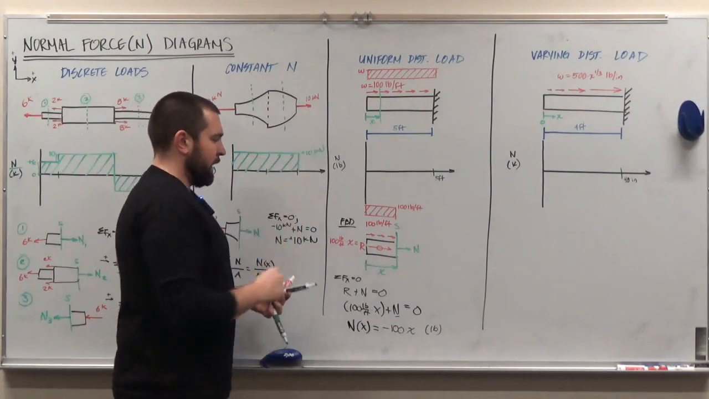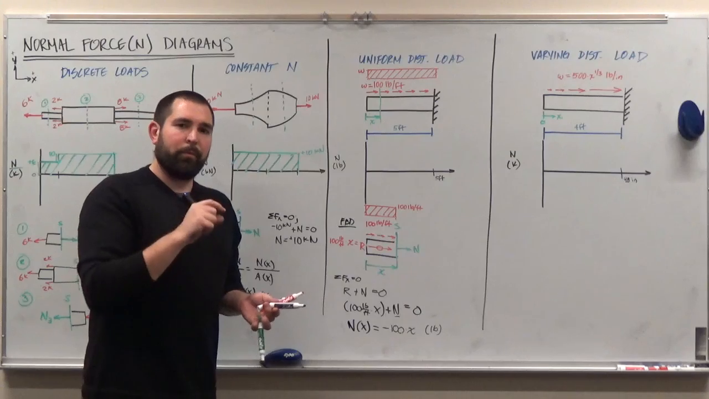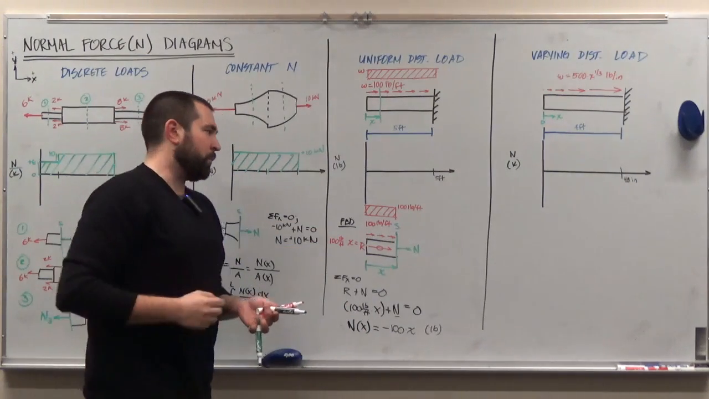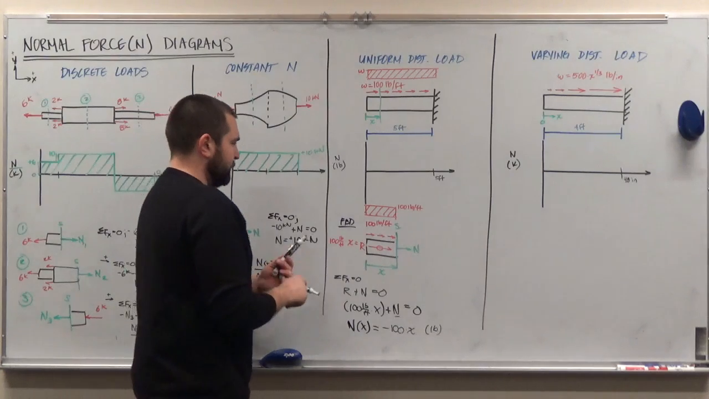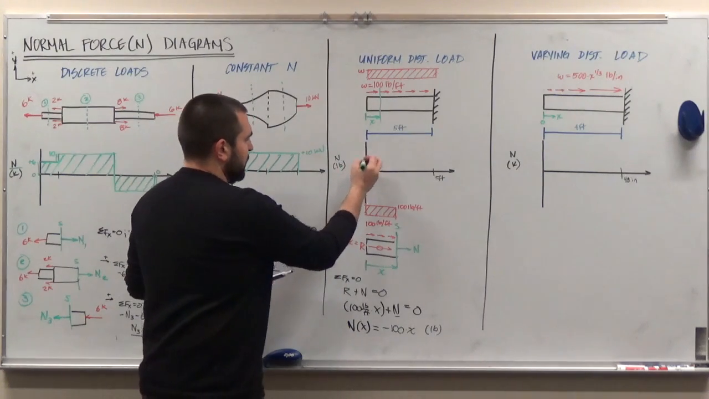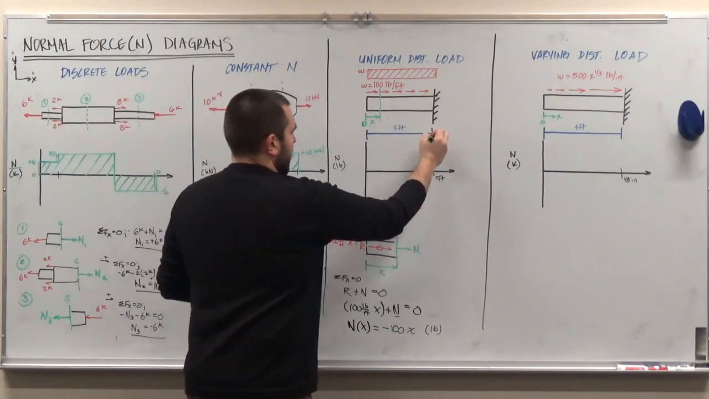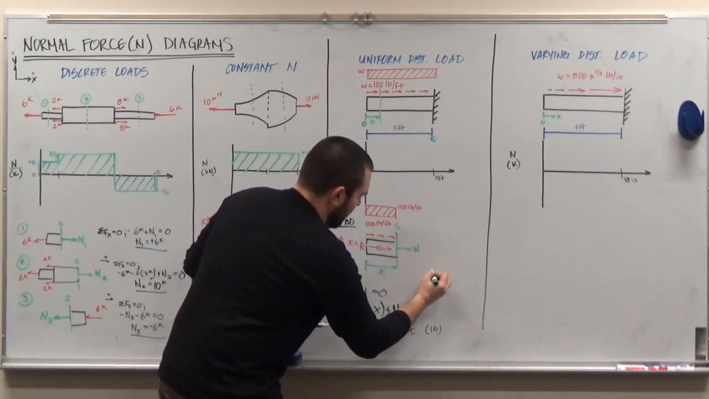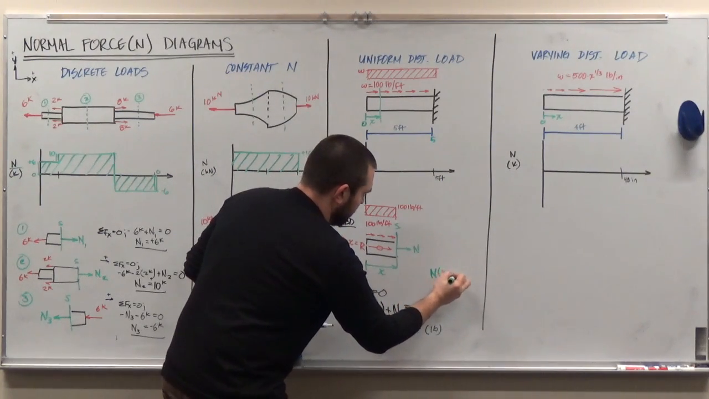So if I want to plot that out, I really just need 2 points. 1 point at the beginning, 1 point at the end. Because it's linear, I know I can fit a straight line in between the 2 points. And so x equal to 0 and x equal to 5 are the 2 points that I care about. So here, N at x equal to 0.